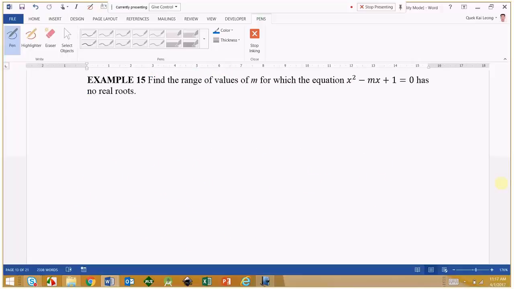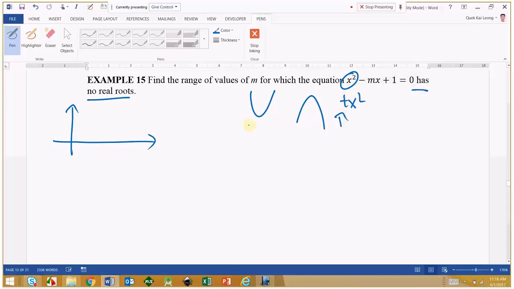Find the range of values of m for which the equation x squared minus mx plus 1 equal to 0 has no real roots. Okay. Still remember no real roots or not? That means if you draw the graph, by the way, this is a quadratic graph. Quadratic graph is either this way or this way. The coefficient of x squared is positive, so it should be a smiling face.